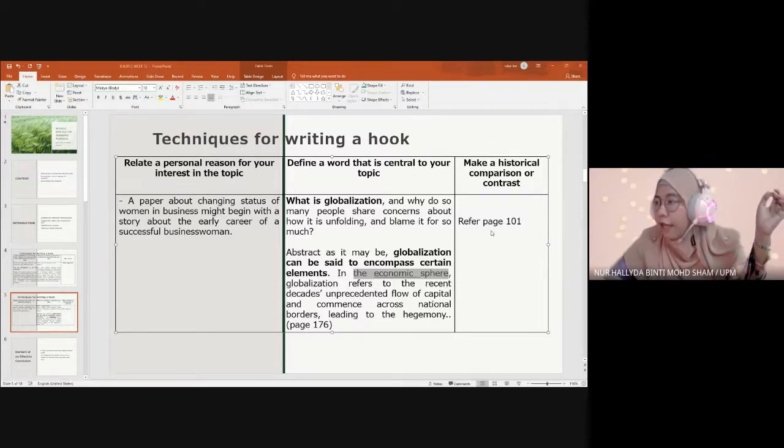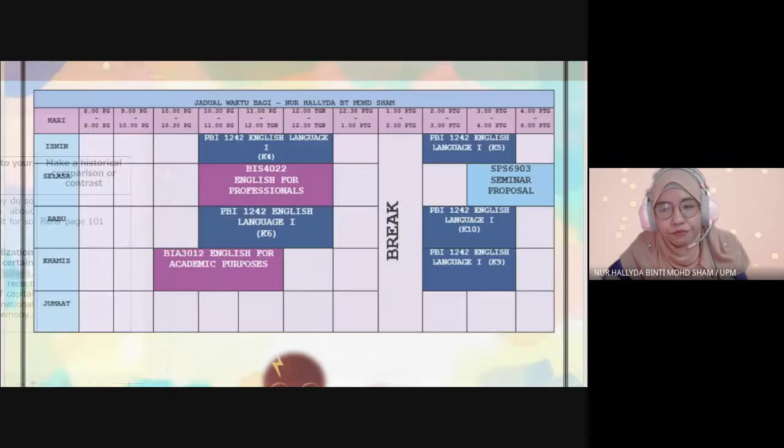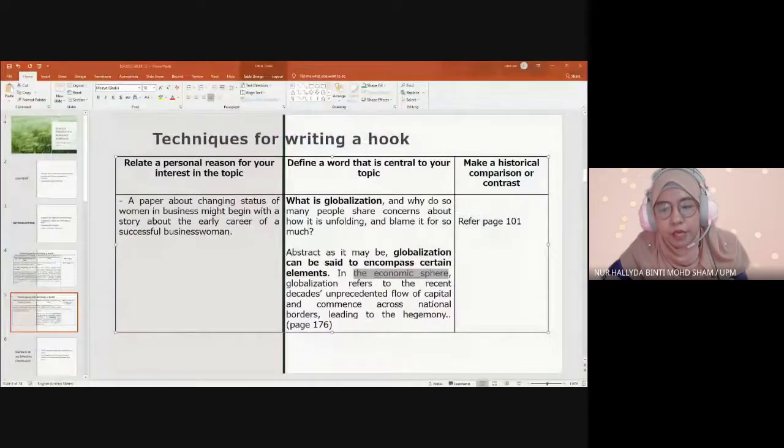So next one, another technique will be to make a historical comparison or contrast. This is another good technique where you talk a bit or write a bit about the historical background of the topic. For example, let's say one of the groups is doing on AI, artificial intelligence. We are dealing with technology, in which technology is changing constantly. Every month, you will see new models of this and that, gadgets here and there.